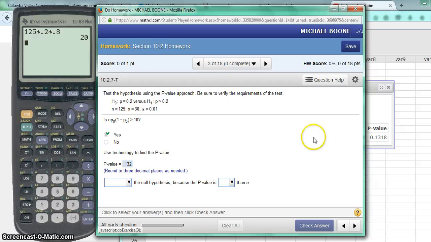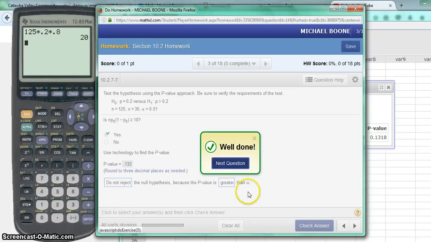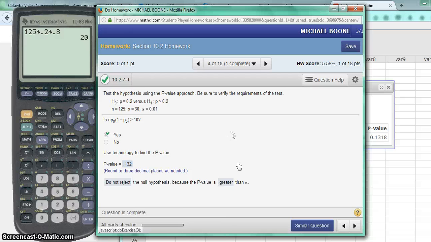So, if the p is lower than our alpha, we will reject the null hypothesis. Fun little saying, if the p is low, the H0 gotta go. So if the p is lower than our alpha, we would reject the H0, reject the null hypothesis. So p is low, H0 gotta go. So since our p-value is higher than alpha, we would fail to reject, because the p-value is greater than our alpha. So that's how these type problems work.